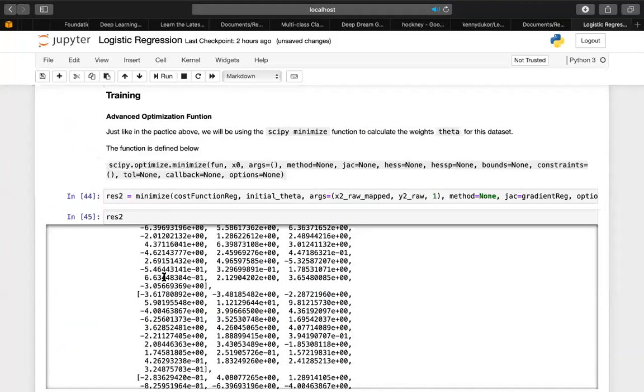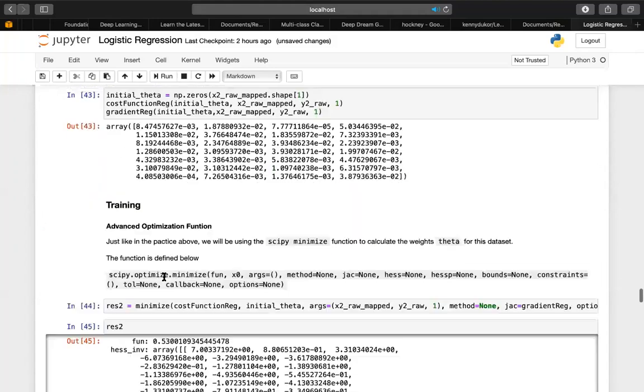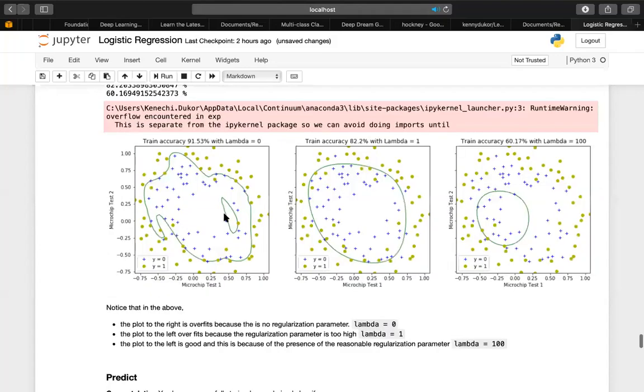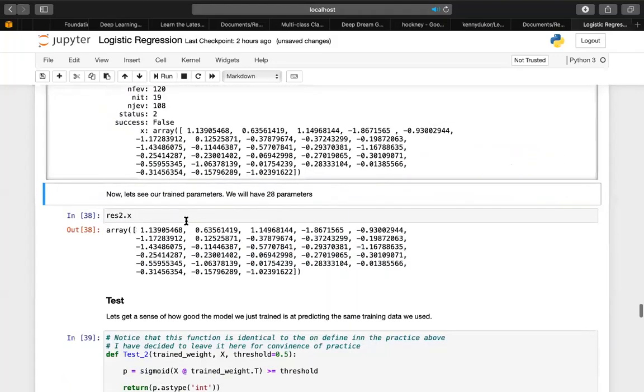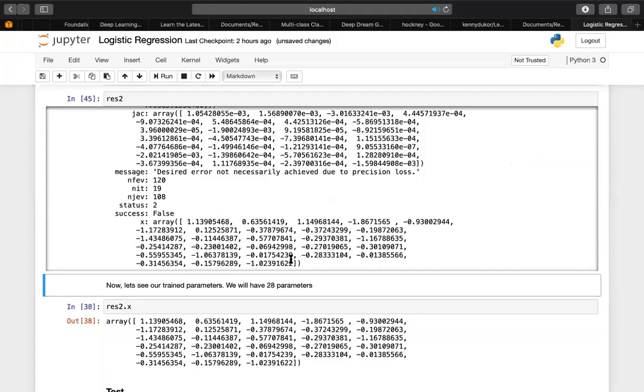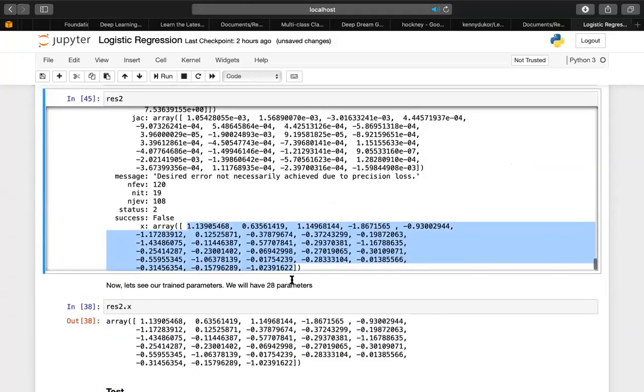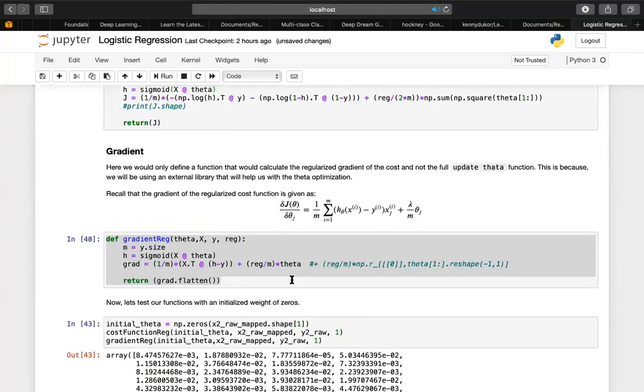So now we are going to have more parameters. We are going to have way more parameters. So now this is our parameters. We are going to actually have about 28 parameters because the number of features has increased. So the more parameters you have, the more complex your algorithm is, right? So you are using a polynomial function to increase the complexity and understand the distribution of your data better.